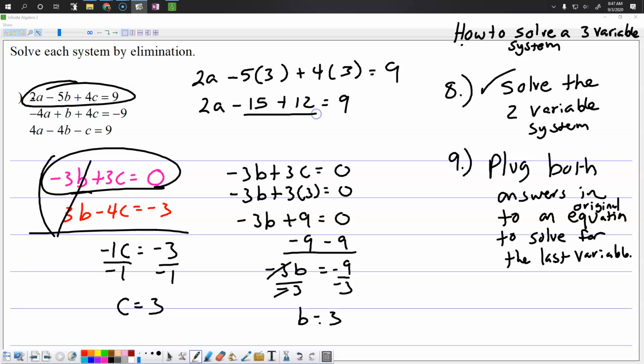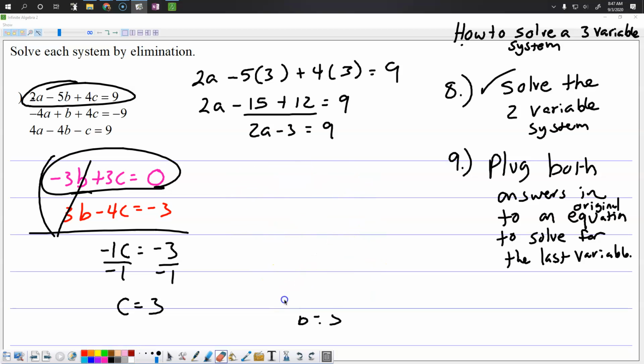So combining negative 15 and 12, you're going to get negative 3. Add 3 on both sides. You're going to end up with, let me make some more space for myself here. Adding 3 on both sides, we end up with 12 on the right. And then dividing both sides by 2, we get 6. So we have our answer there. We have that a is 6, b is 3, and c is 3.